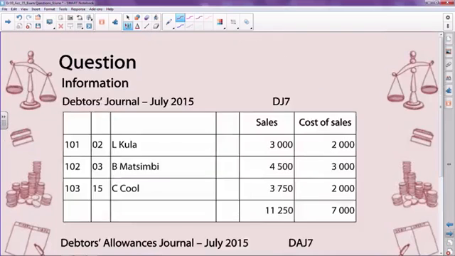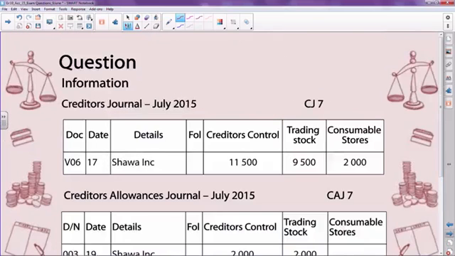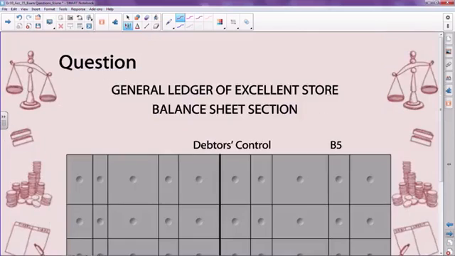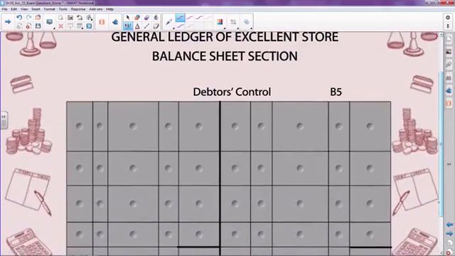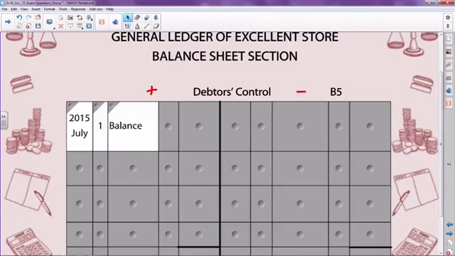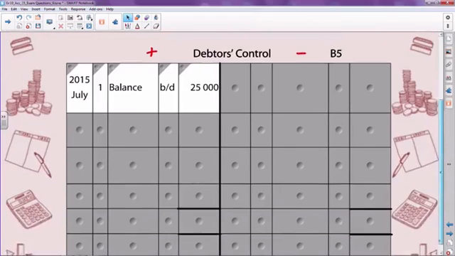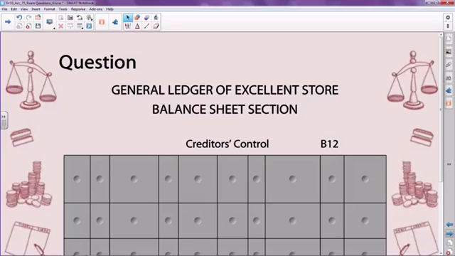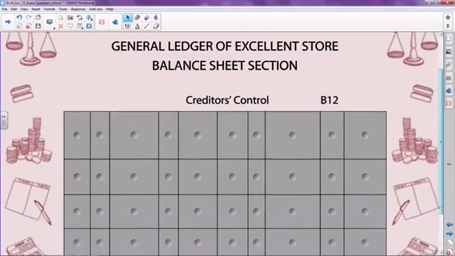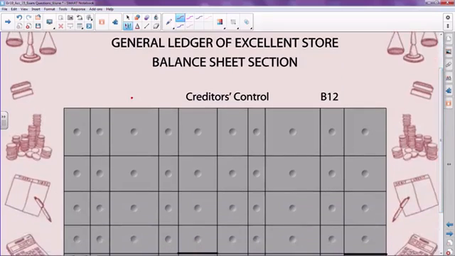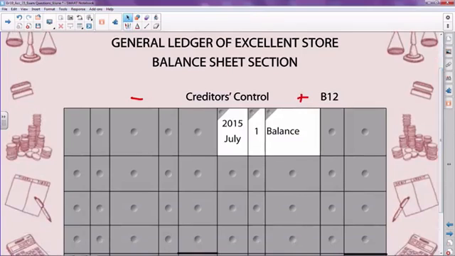So I'm going to jump all my journals quickly and go straight to my T accounts, which is here. Now remember, debtors plus minus, show it for yourself in the exam. And there you will see on July the 1st, we have a balance brought down of 25,000. That's your debtors control. Now, we have another one, the creditors control. Where's the plus? Where's the minus? It will be minus plus. Again, let's go and see. There it is, the balance brought down of 40.